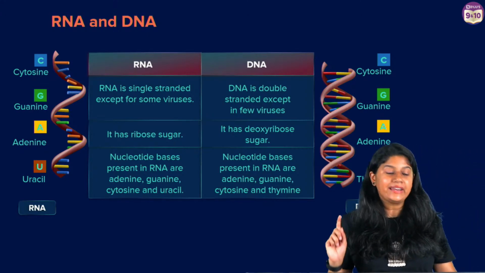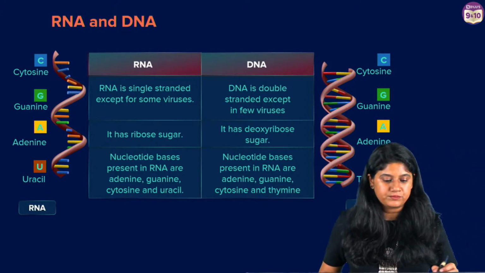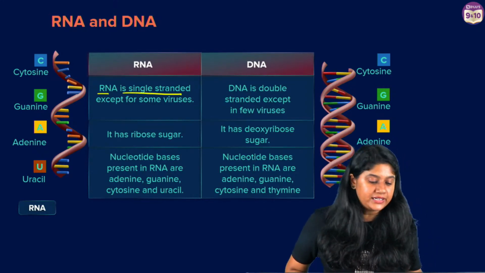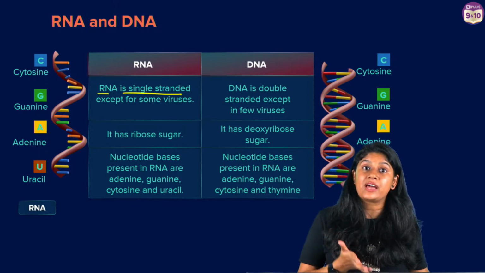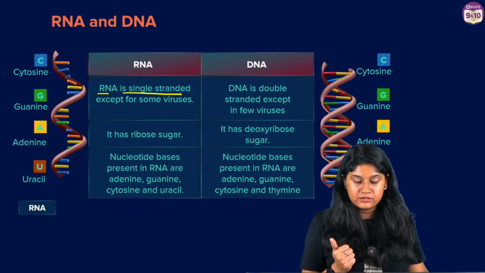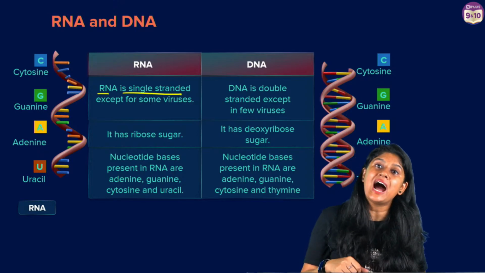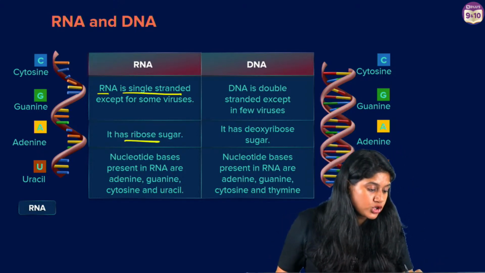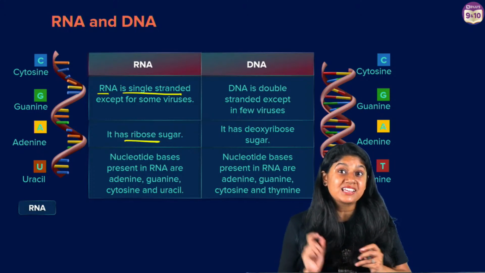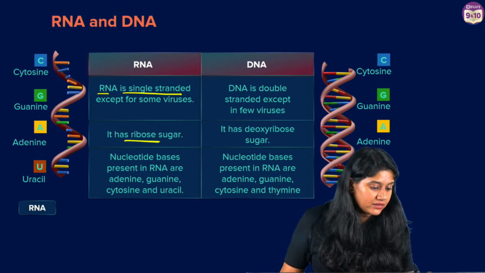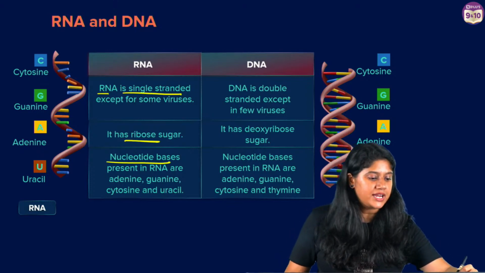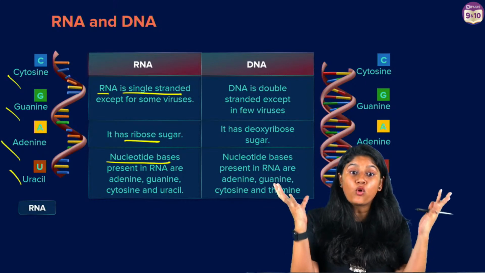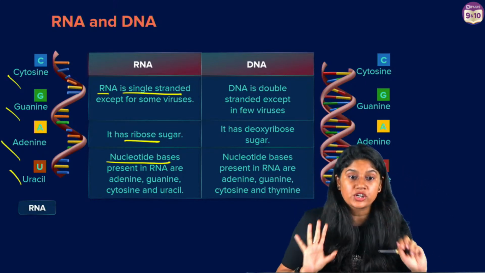So, we know that RNA is ribonucleic acid. It's a single-stranded structure and it is present in various organisms like viruses. The virus has genetic material which is made up of RNA. It has ribose sugar. So which sugar does the RNA have? Ribose. And the bases that it has are cytosine, guanine, adenine and uracil. These four come together and form the structure.